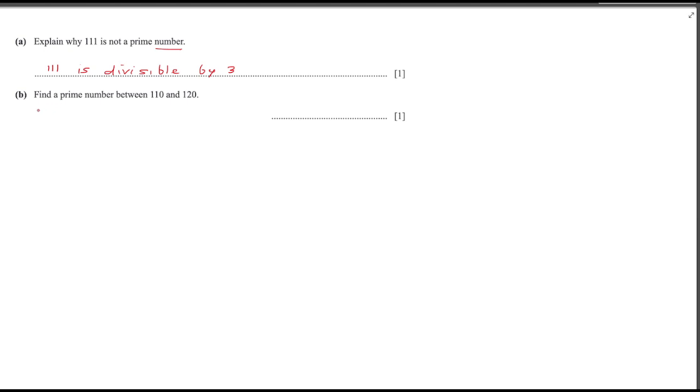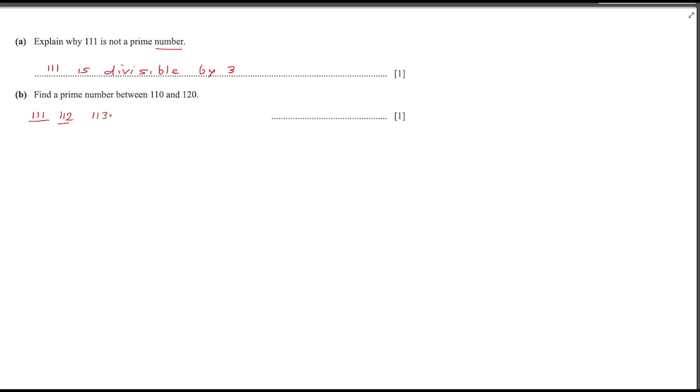Now 110 and 120. 111 we just saw is divisible by 3. 112 is also divisible by 3. 113, if I see, is not divisible by any number.